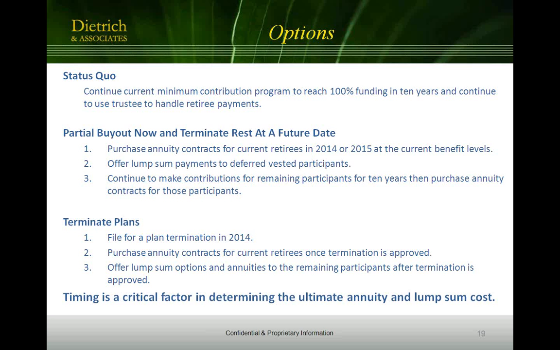This is what people may know as right-sizing a plan: transferring the legacy liability, the people that no longer work at the company, and only keeping the liability of the active participants. Lastly, we looked at terminating the plan today, filing for termination and waiting for proper approvals, and then offering lump sums and purchasing annuities for all the rest once the approvals are done. Again, timing is a critical factor here because interest rates change and asset values change, which can change the cost of each of these scenarios along the way.